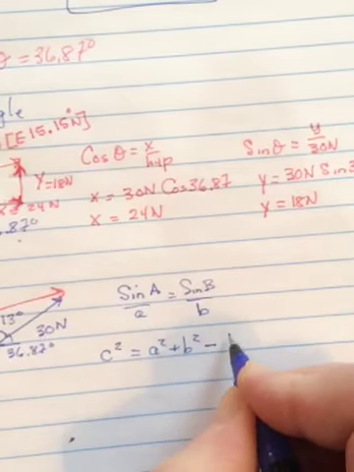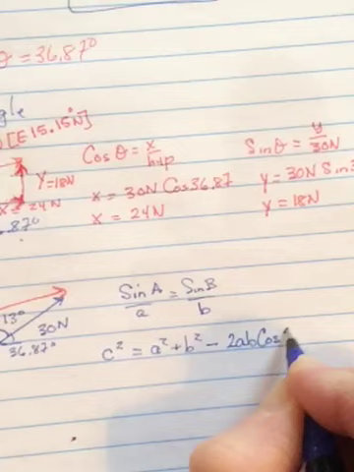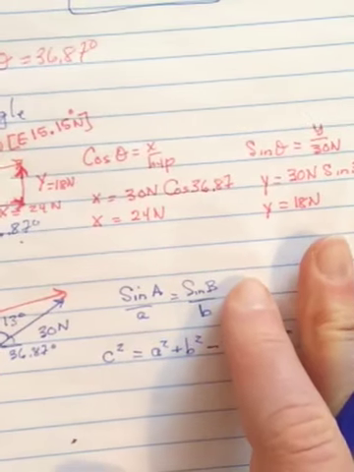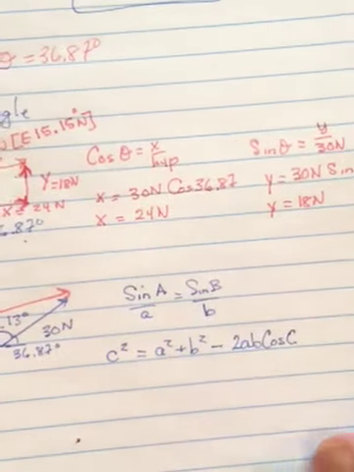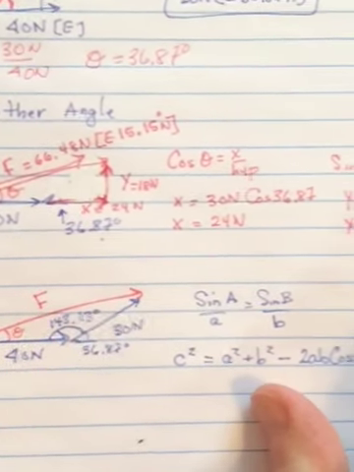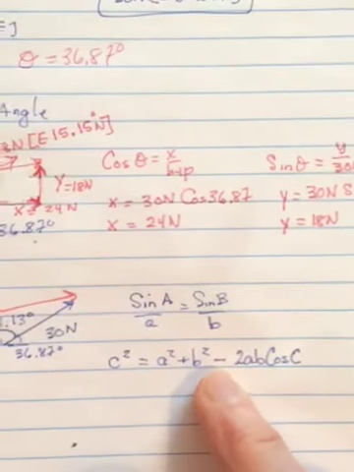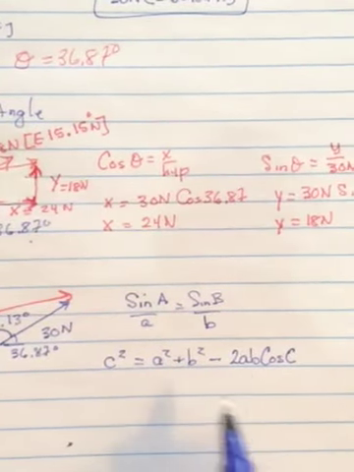And then minus 2ab cos c. So the way I tell people to remember it is, it's the Pythagorean theorem, but this isn't quite a right angle triangle, so it can't be the full Pythagorean theorem. It's missing this part, so you have to take something away. So that's the minus. What do you take away?